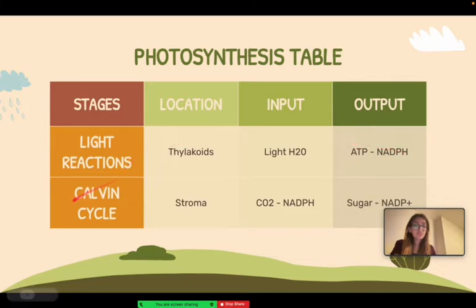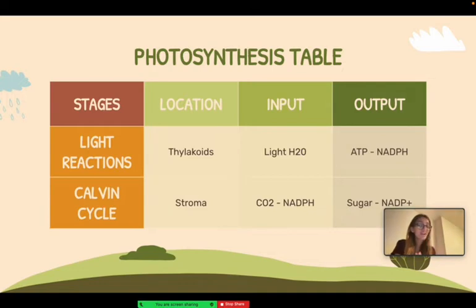NADPH is used in the Calvin cycle, which takes place in the stroma, which is the empty space in the chloroplast. So the Calvin cycle needs carbon dioxide and NADPH, which then creates sugar and NADP+, and the NADP+ is used as a cycle to go back to NADPH and ATP and ADP and so on.